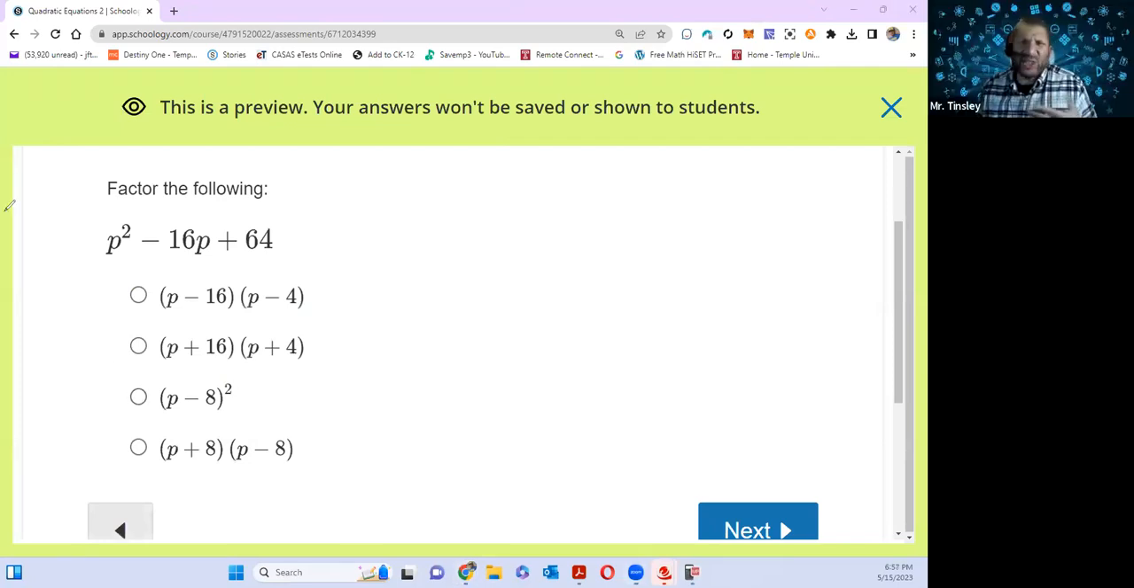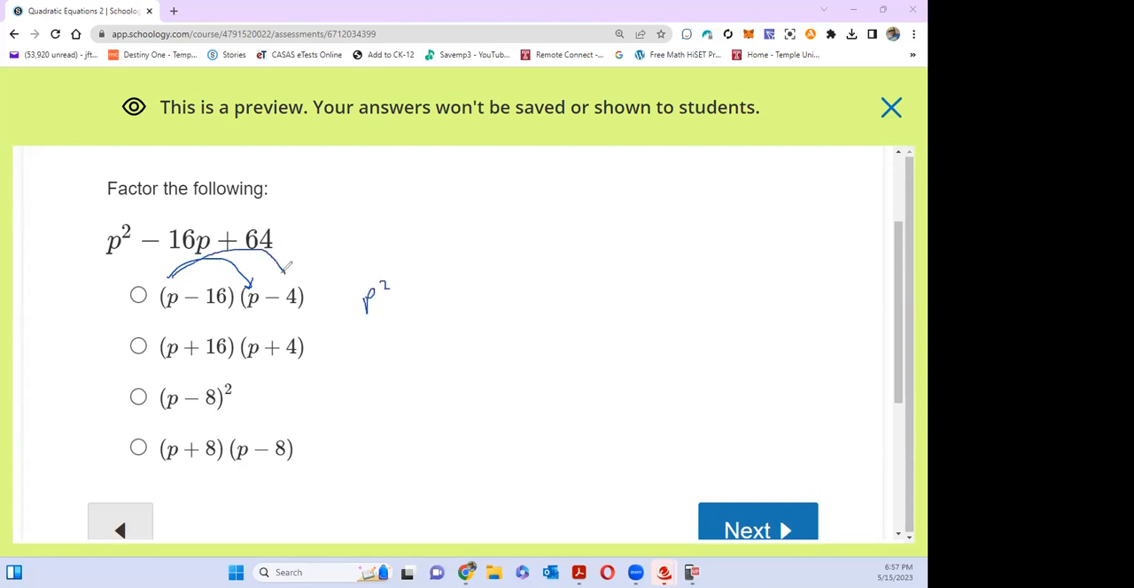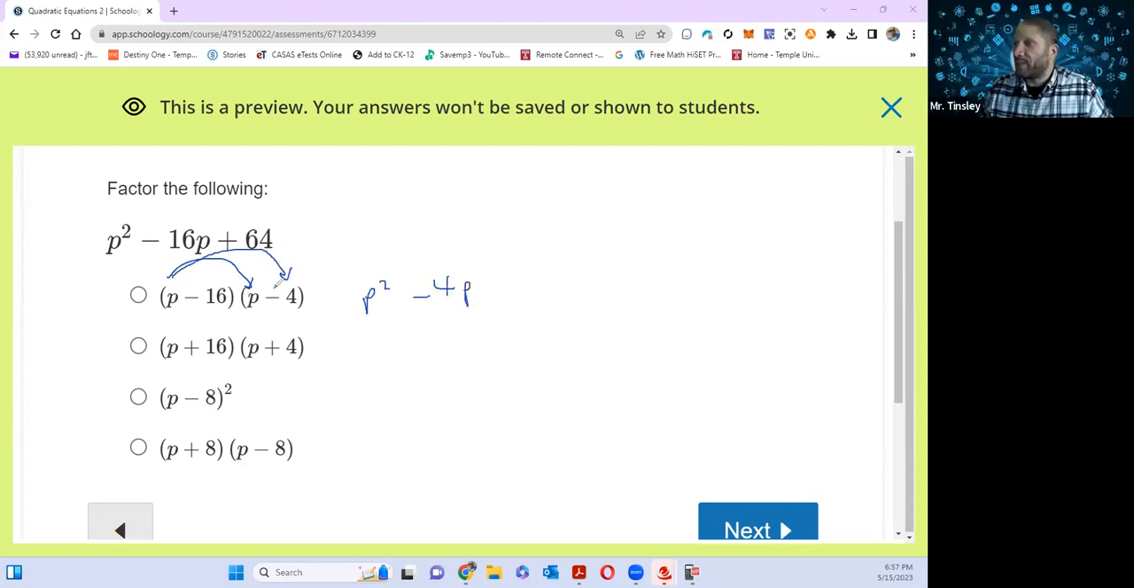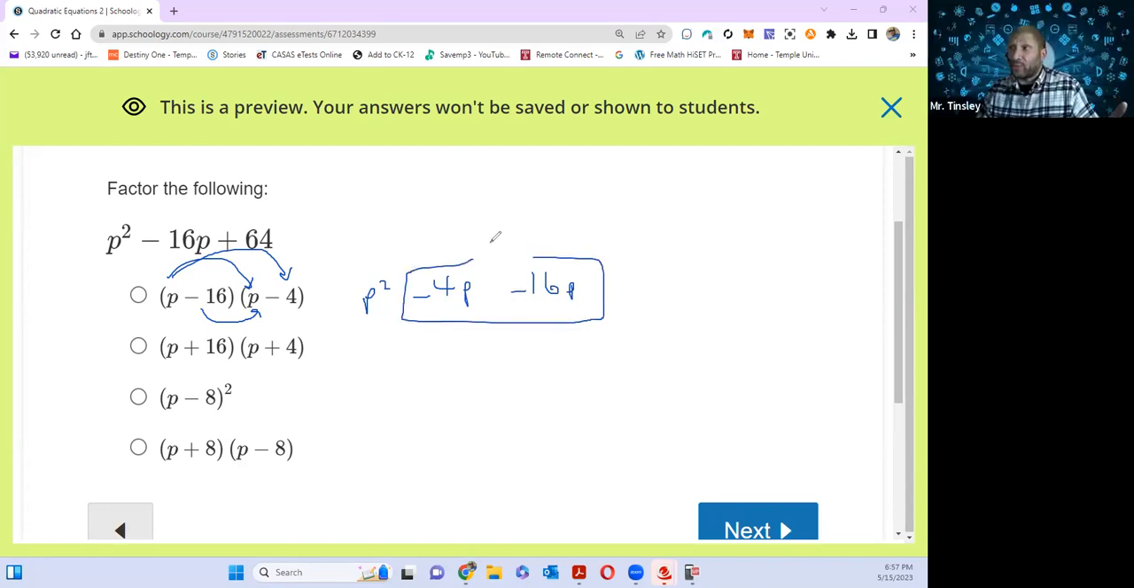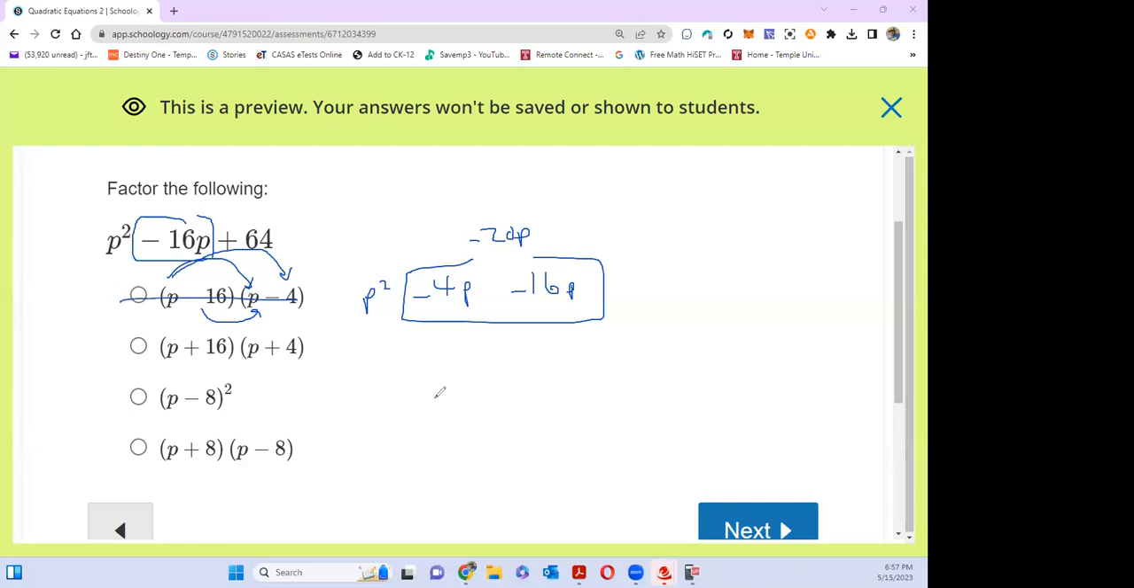Mr. Tinsley, I can't remember how to solve or factor a quadratic equation. But do you know how to multiply binomials? So what you should notice is that I can't remember how to factor this quadratic equation, but I know how to multiply binomials. P times P is P squared. It's Q squared. P times -4 is -4P. -16 times P is -16P. Oh, well, I'm done with that one because when I combine these terms, that's -20P. I'm looking for -16P. Can't be A.